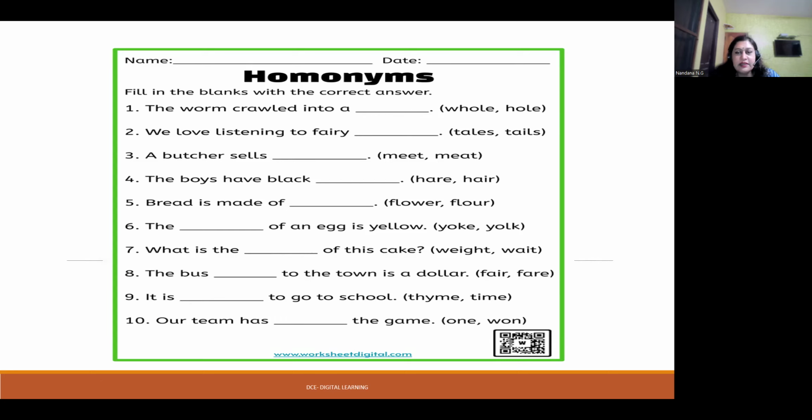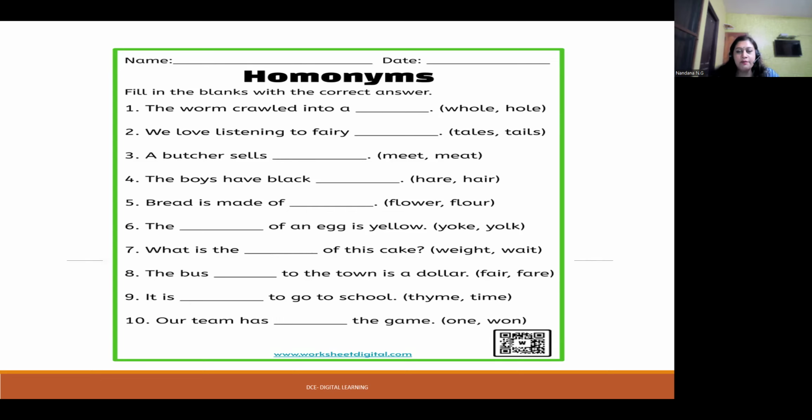A butcher sells meat, M-E-A-T. The other word, meet, is when you meet somebody. The boys have black hair, H-A-I-R. H-A-R-E means the kind of rabbit. Bread is made of flour, F-L-O-U-R. Flour, you all know the meaning. The yolk, Y-O-L-K, of an egg is yellow.